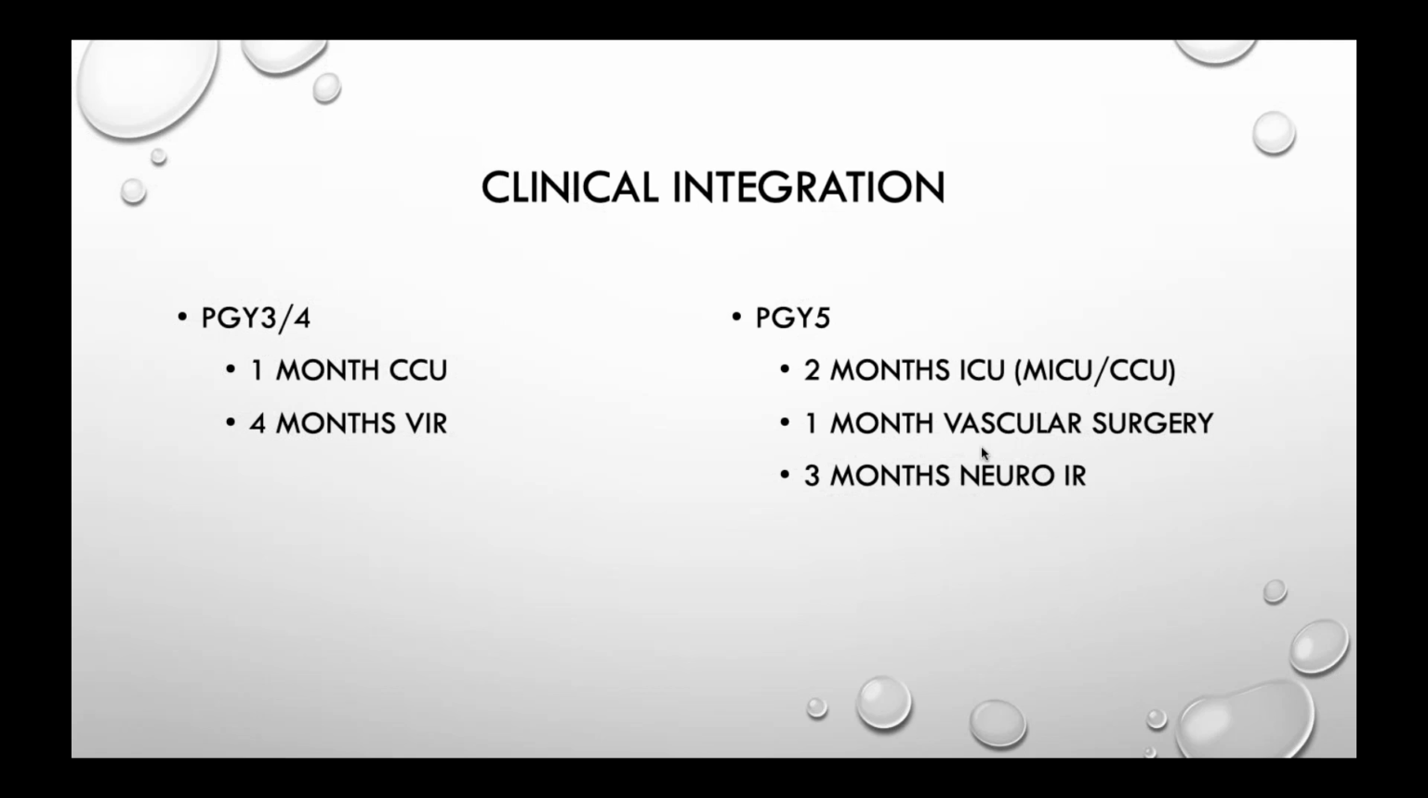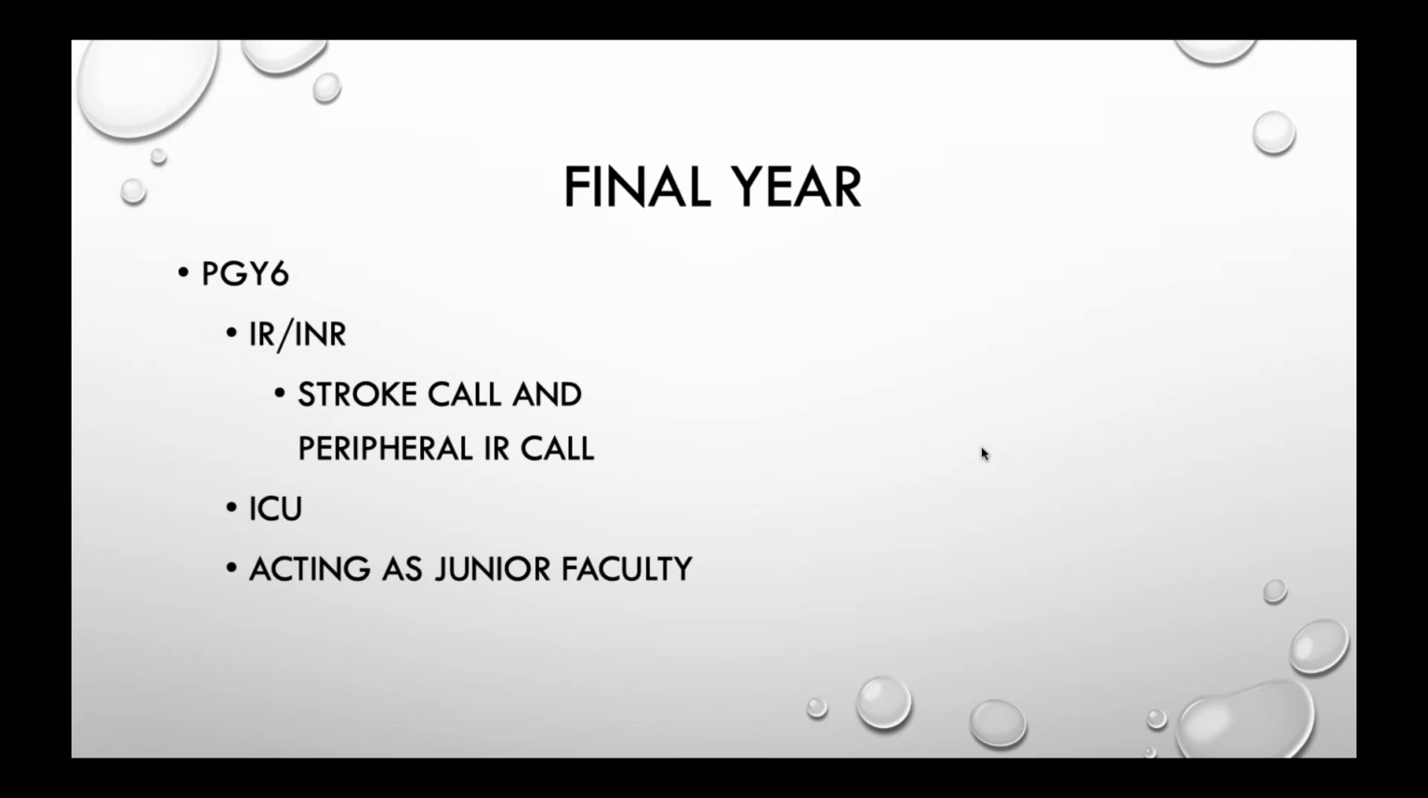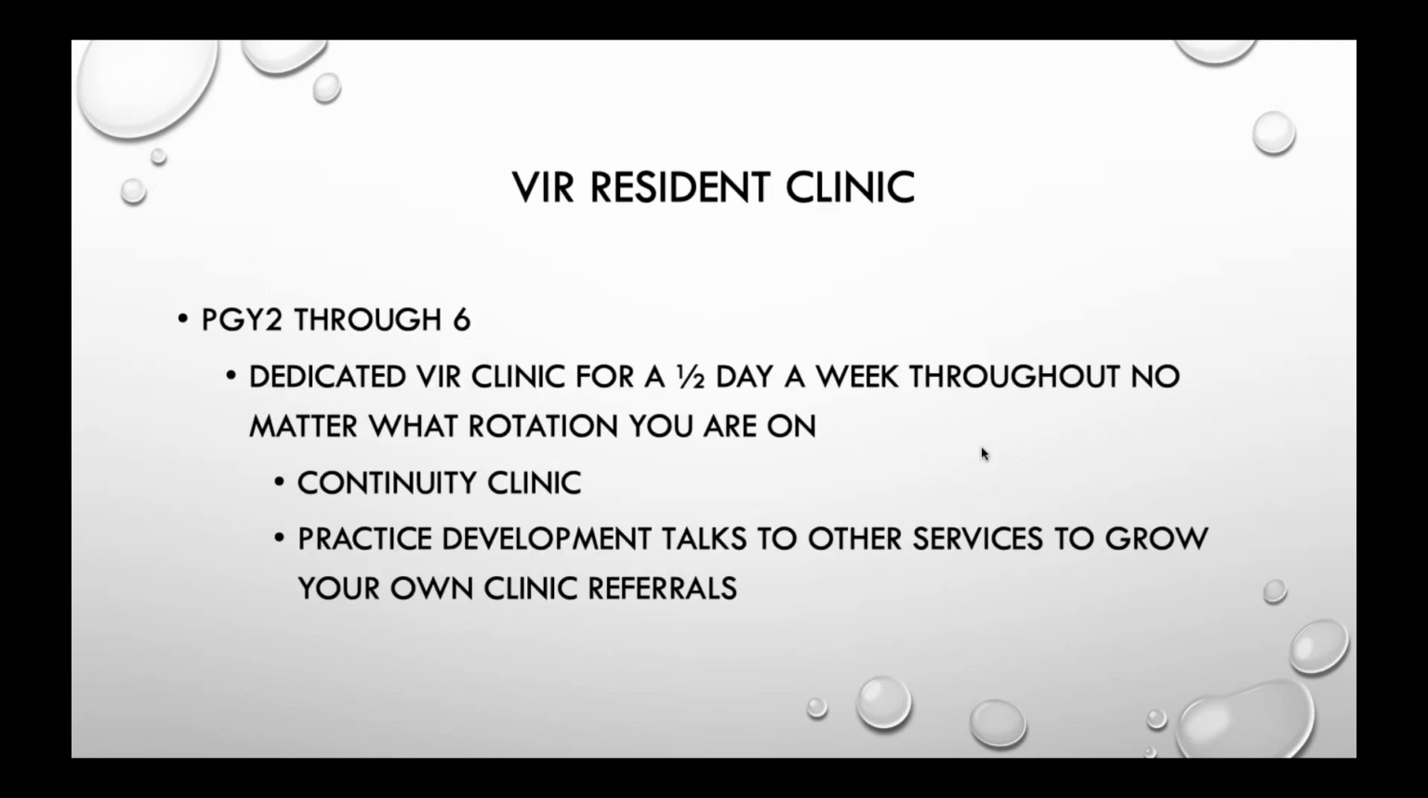Okay, and then PGY 4 is mostly studying for boards, and then PGY 5, again, more intensive care training, a month of vascular surgery, 3 months of neuro IR, because you want to get comfortable with stroke therapy and all the catheters, wires, and coils, and liquid embolics that they use in the brain. It has a lot of overlap with what you do in the periphery, so you want to get comfortable with that for treatment of visceral aneurysms, stroke, thrombectomy. You can use it in the legs and elsewhere. These are invaluable techniques that you want to get. And then the final year is a mix of IR and neuro IR.